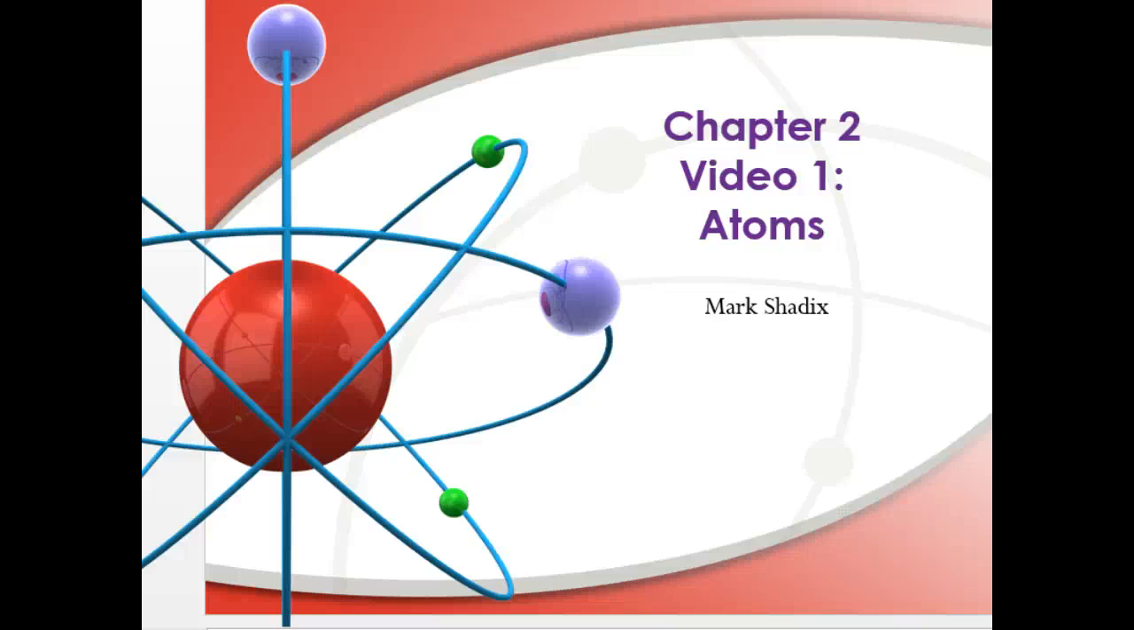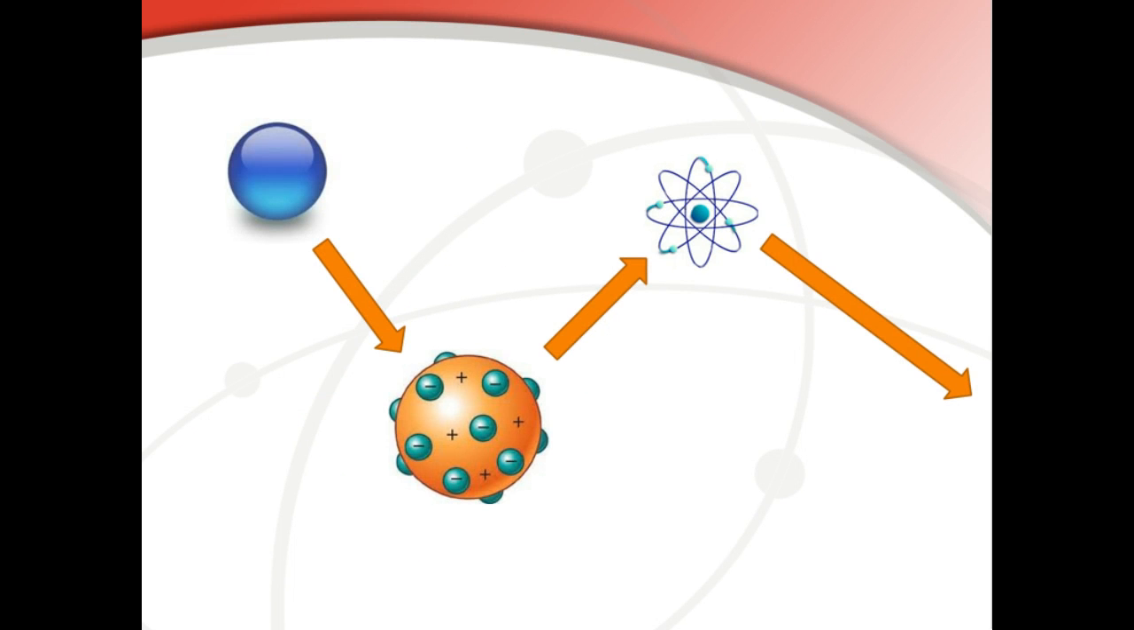Hey guys, this is the first video for chapter 2, where we talk about atoms, ions, and isotopes. So we talked in class about the history of the atom. Remember, it started with Democritus, that there was something out there that was indivisible. And it was just an idea at the time.